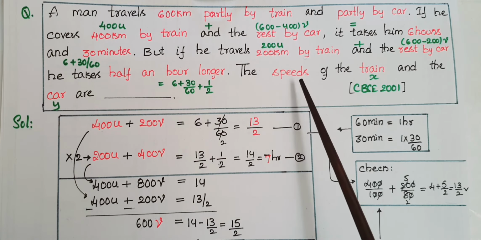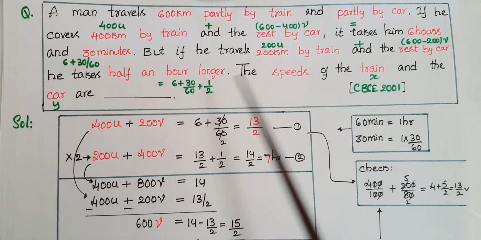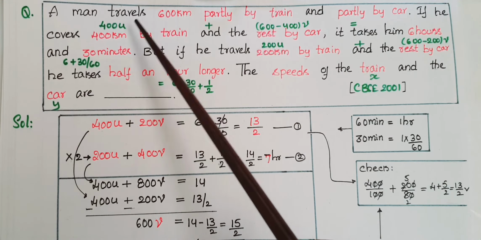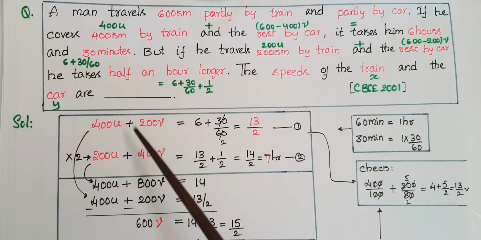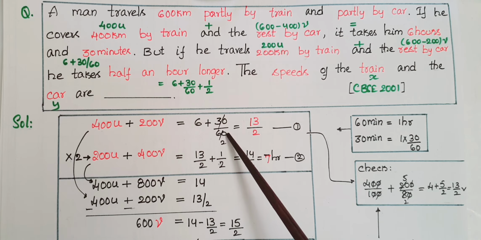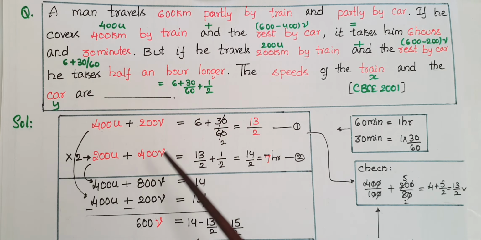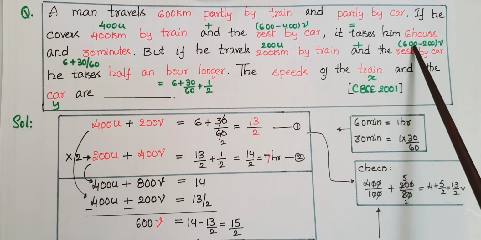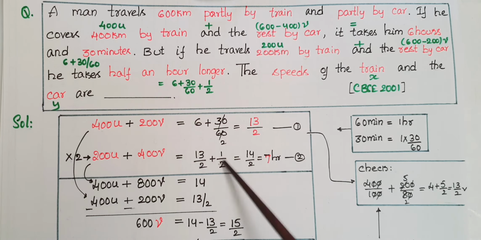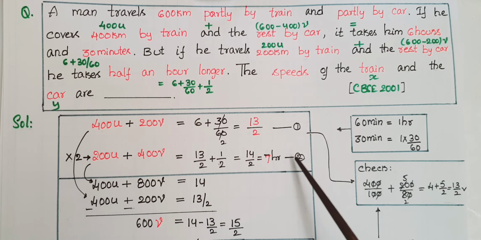So here we have to find the speed of the train, that is x, and the speed of the car, that is y. So we have to find x and y values. Now the first equation is 400u plus 200v is equal to 6 plus 30 by 60, that is 13 by 2. 3 1s are 3, 2 6s are 12, 12 plus 1 is 13 by 2. This is the first equation. And the second equation is 200u plus 400v is equal to 13 by 2 plus half an hour, that is plus 1 by 2, that is 14 by 2, that is equal to 7 hours. So this is the second equation.